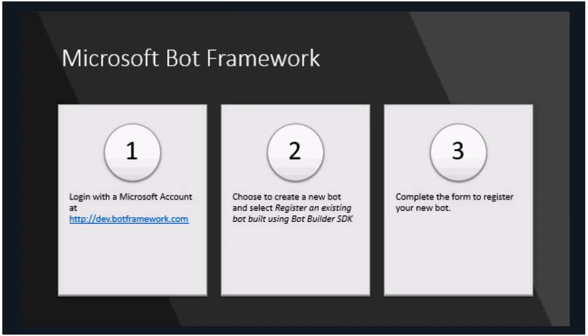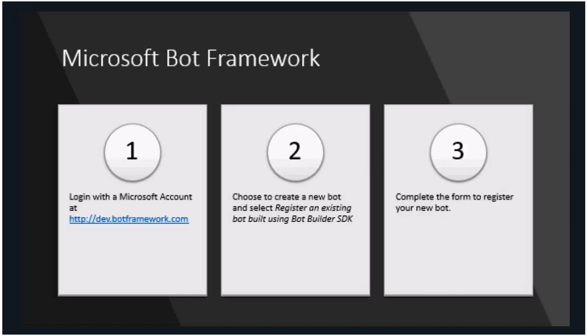And when you do it, you're going to say you want to register an existing bot built using the Bot Builder SDK. So basically you're saying, I want to register a bot that I've already built, and then you're going to complete the form. The form is going to ask, what's the URL to the bot that you just created? So when you get to this point where you want to configure this, you must have already published your bot, that API, somewhere publicly.